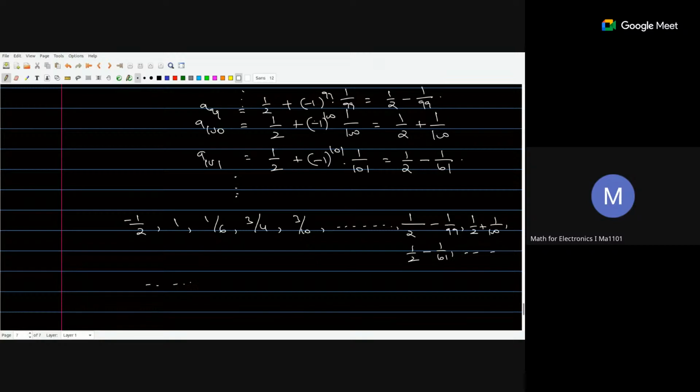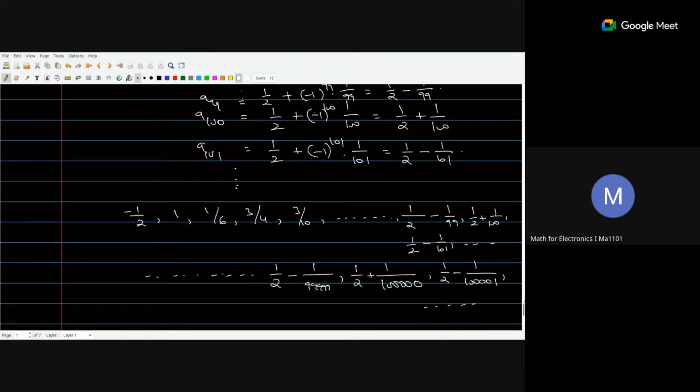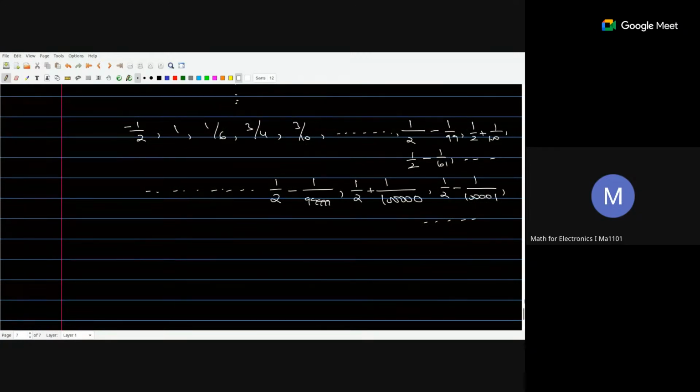And if I still go on and look at a99,999 and a100,000, I will be getting: half minus 1 by some 99,000, half plus 1 by some 1 lakh, comma, half minus 1 by 1 lakh, something like this, and it will go on and so on. So this is how the sequence is. So if I plot this on the number line, it will give you much more understanding.